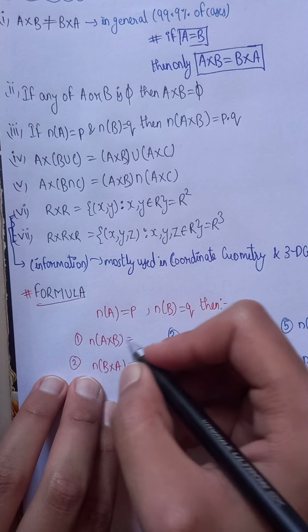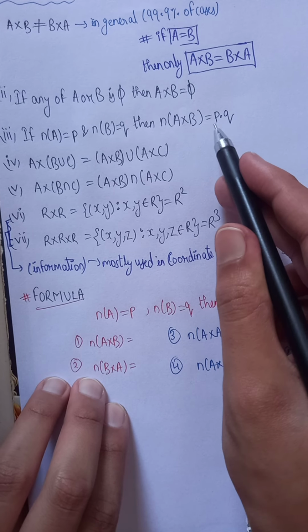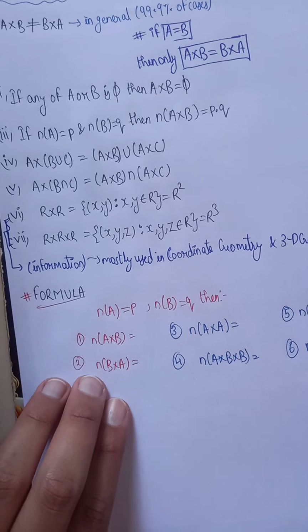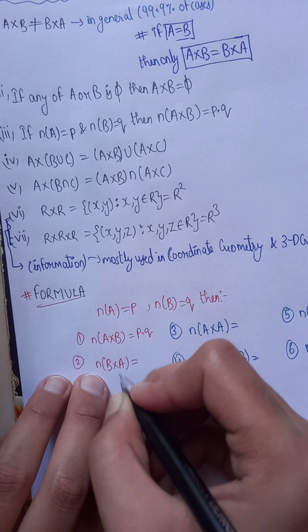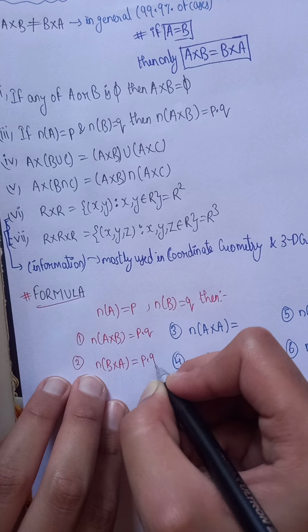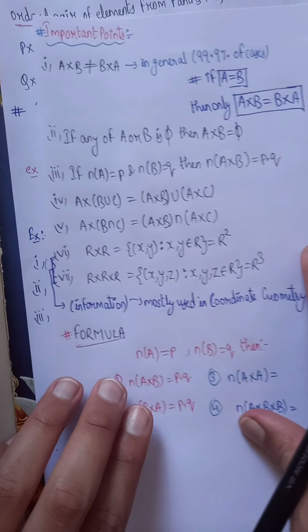Number of elements in A cross B is the number of elements in set A into the number of elements in set B, so P into Q. What about B cross A? Number of elements in B cross A is also P dot Q.